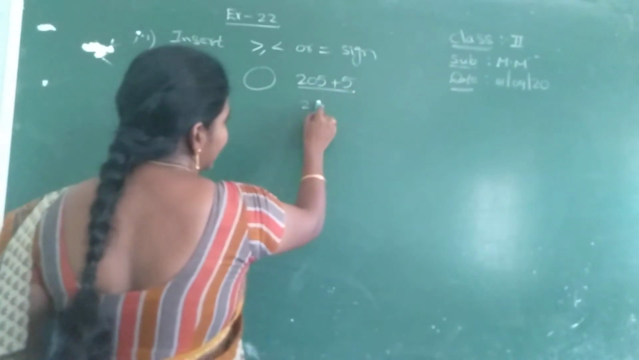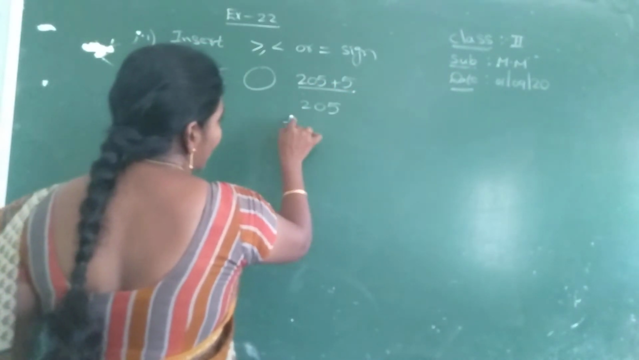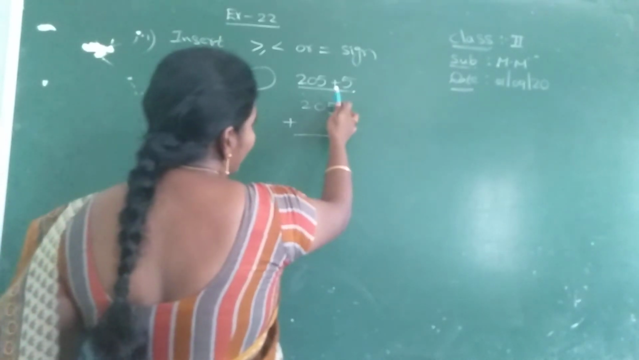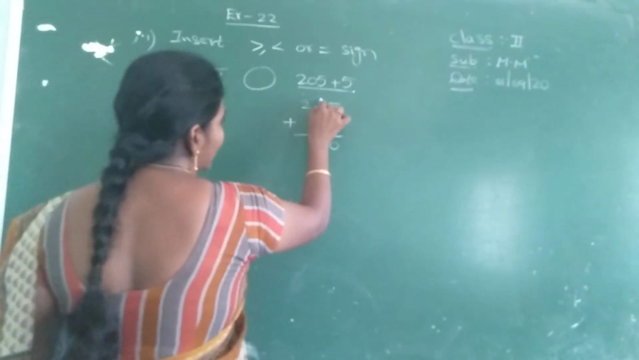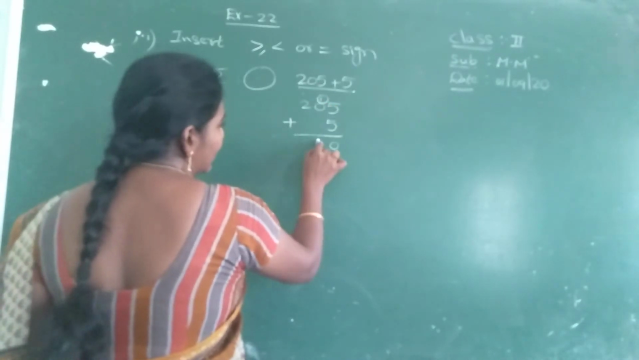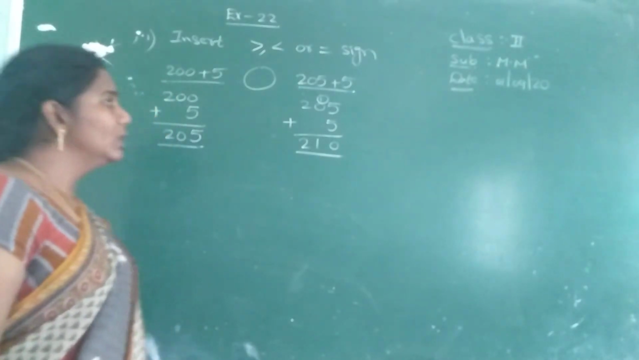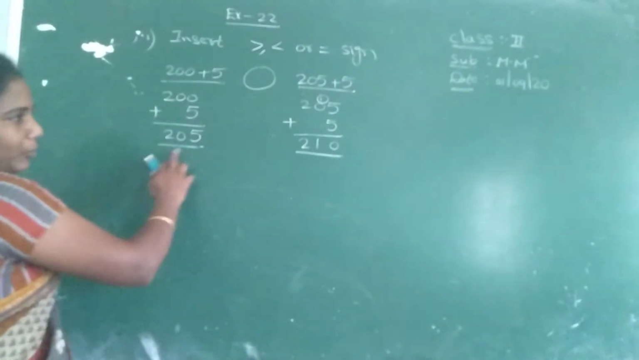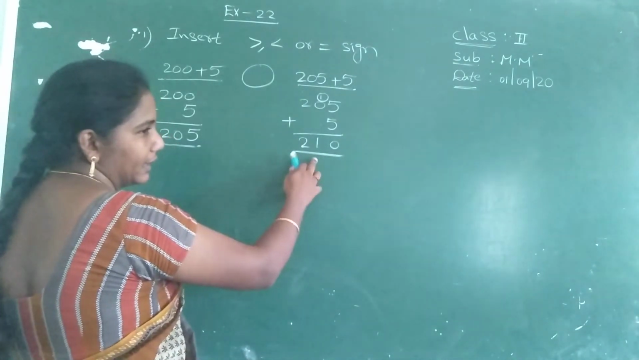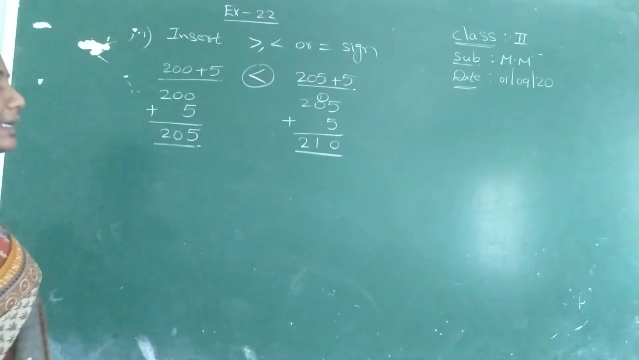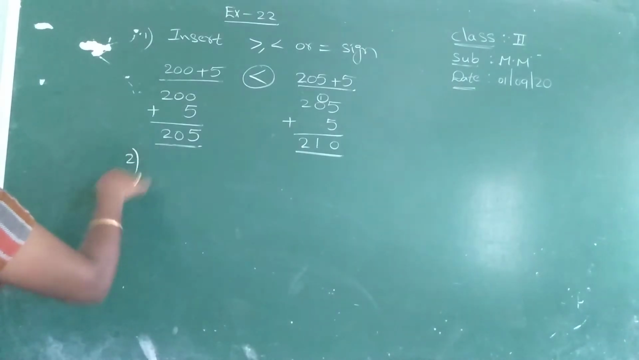Next add the right side, Nana. 205 plus 5. You have to write the next number in the ones place only. 5 plus 5 is 10. 1, 1 plus 0 is 1, 2. Okay? So on the left side you got 205 and on the right side you got 210. So which is greater, Nana? 210 is greater. So keep that side symbol open.